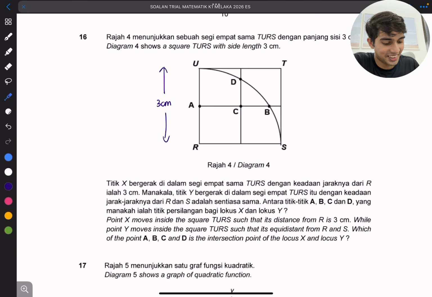Okay. Point X moves inside the square TURS such that its distance from R is 3 cm. From R, 3 cm. So this one has to be a curved line because you want to maintain 3 cm. 3 cm throughout. Okay, this is the locus of X.